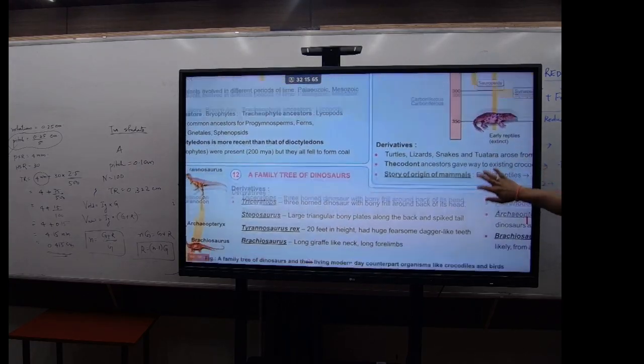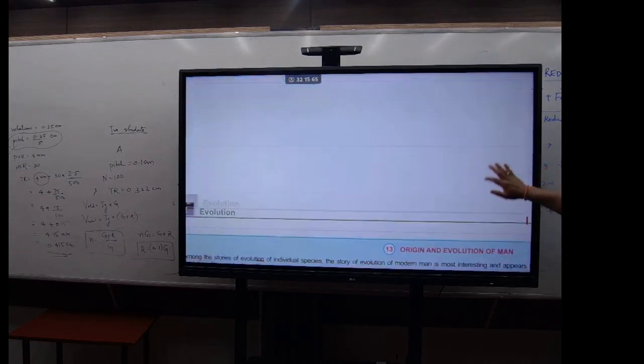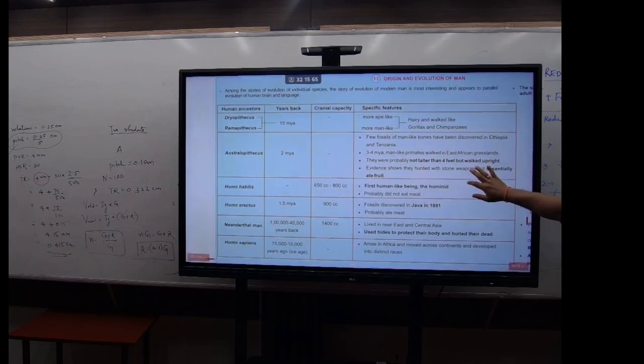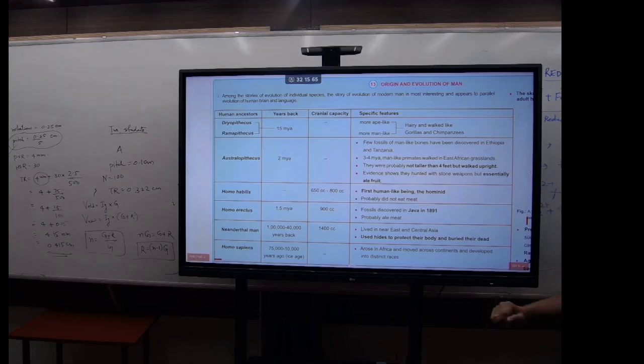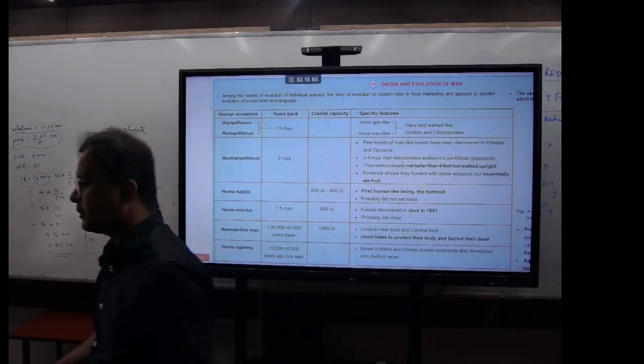So this we discussed already. Okay. And the last one here is origin of evolution of man. See here.